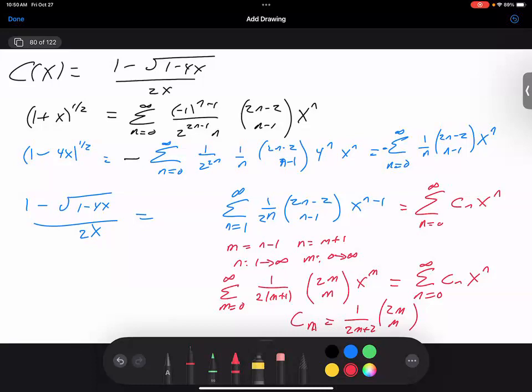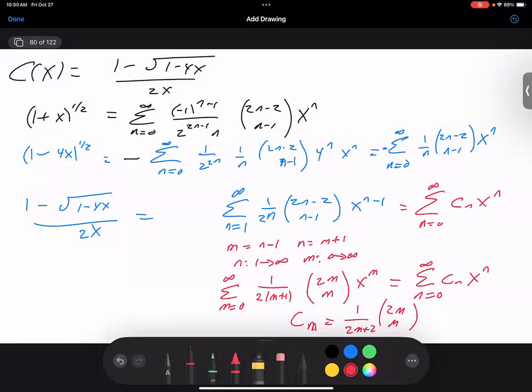Does this look like this is going to be an integer? It's not clear immediately that that binomial coefficient is going to be divisible by 2m plus 2. Right? So there's definitely some work that needs to be done to show that everything is going to work out.